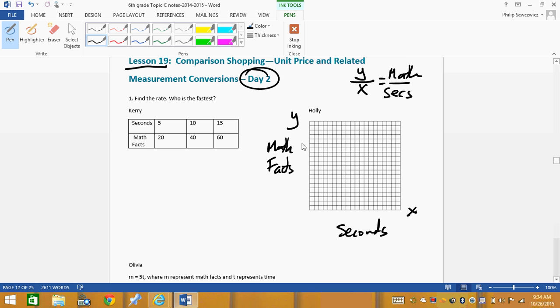Now, I suggest that you write this out every single time, because then we can come over to the table and go, okay, math facts. The math facts is what's going on top. Oh, look, there's 20 of them. And then the seconds is going on the bottom. Oh, look, there's 5 of them. 20 divided by 5, 4. So we are looking at 4 math facts for the 1 second. And that's all it takes.